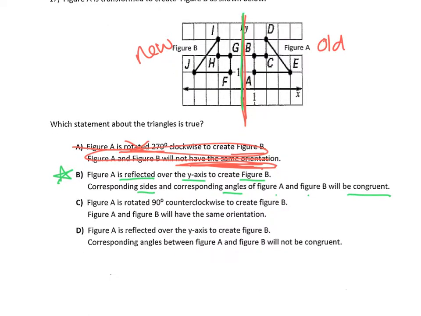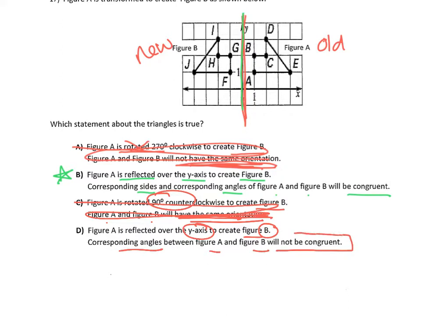C, figure A is rotated 90 degrees counterclockwise to create figure B. Figure A and B will have the same orientation. Well, just from that bottom line, they won't have the same orientation. So we can get rid of C. D, figure A is reflected over the y-axis, that's true, to create figure B. Corresponding angles between A and B will not be congruent.